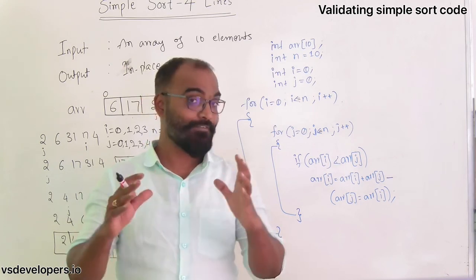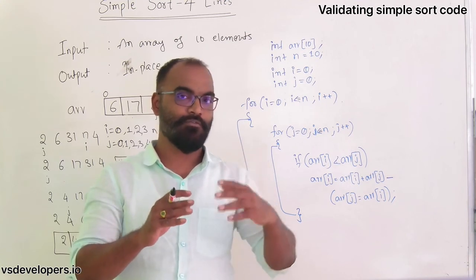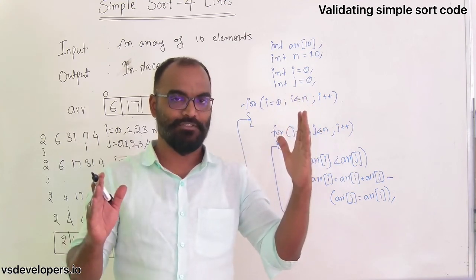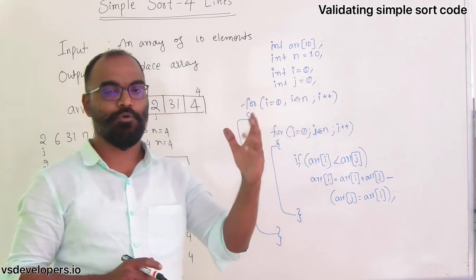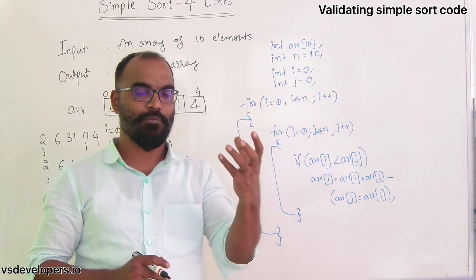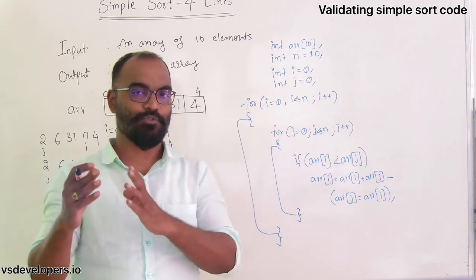Hope now you have understood the simple sort from the beginning till the validation. Now you know how to identify the problem, how to derive an algorithm from it, and then how to translate that algorithm into code and validate it.